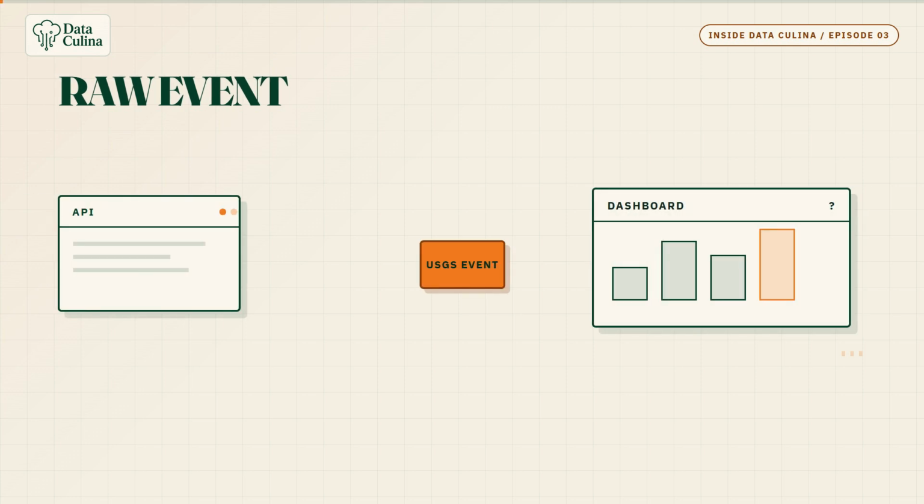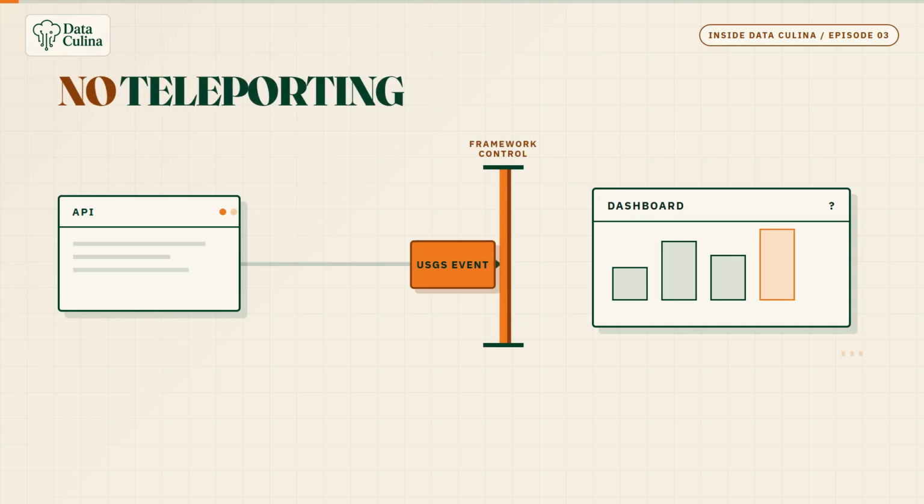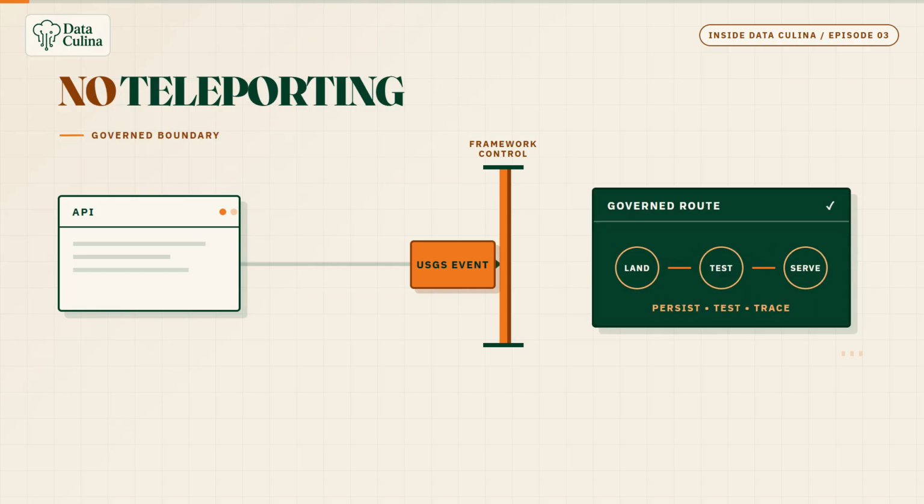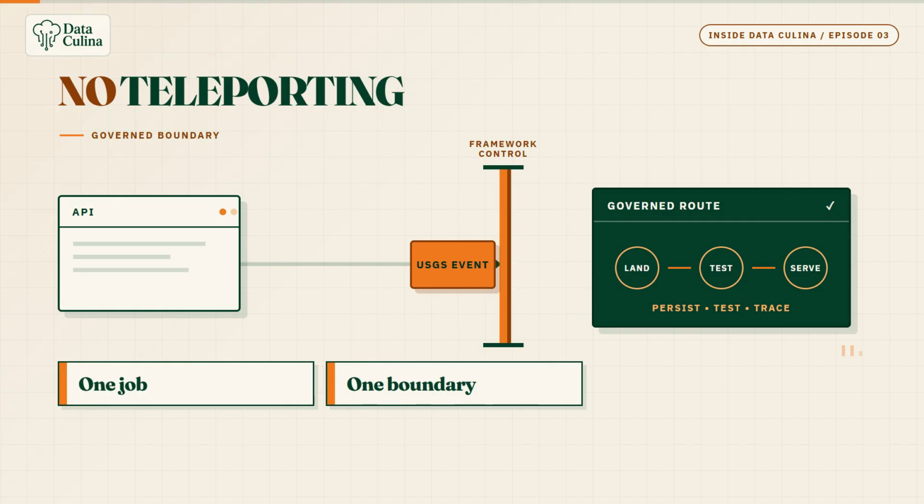A raw earthquake record should never teleport from an API into a dashboard. Teleportation is wonderful in science fiction. In data engineering, it usually means nobody can explain what happened. Data Culina uses 7 processing layers, so every handoff has one job, one boundary, and evidence you can inspect.